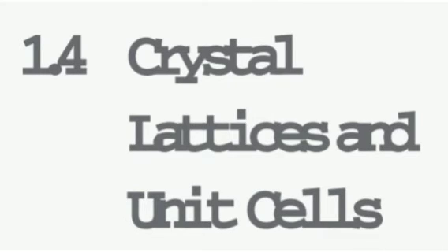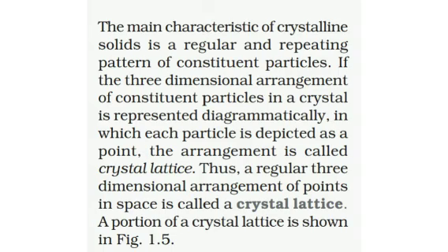1.4 Crystal lattices and unit cells. The main characteristic of crystalline solids is a regular and repeating pattern of constituent particles. If the three-dimensional arrangement of constituent particles in a crystal is represented diagrammatically, in which each particle is depicted as a point, the arrangement is called a crystal lattice. Thus, a regular three-dimensional arrangement of points in space is called a crystal lattice. A portion of a crystal lattice is shown in figure 1.5.